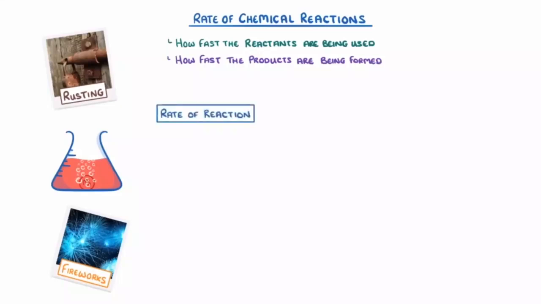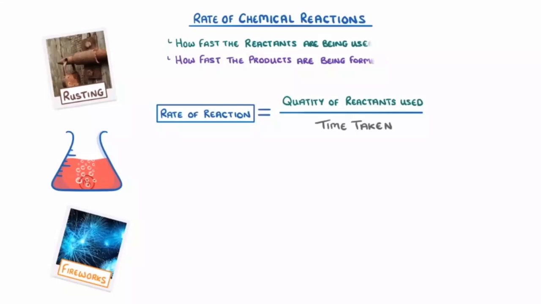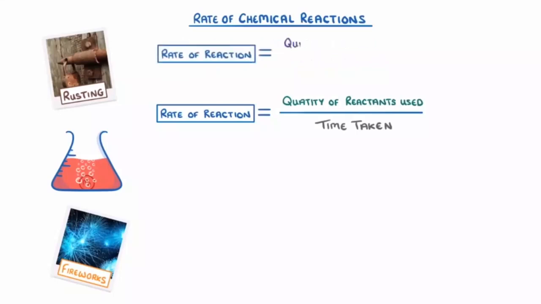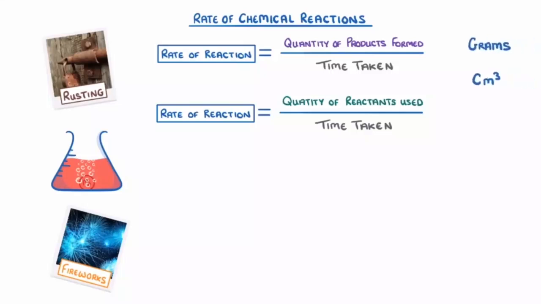So we say that the rate of reaction is equal to the quantity of reactants used divided by the time taken, or the rate of reaction is equal to the quantity of products formed divided by the time taken. That can be in grams and sometimes centimeter cubed.